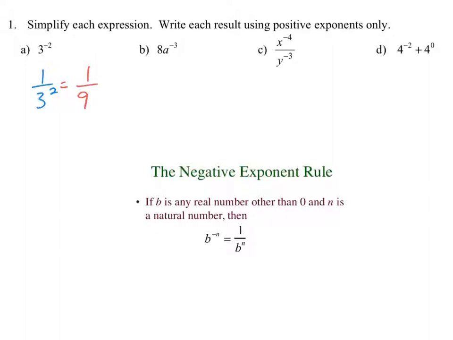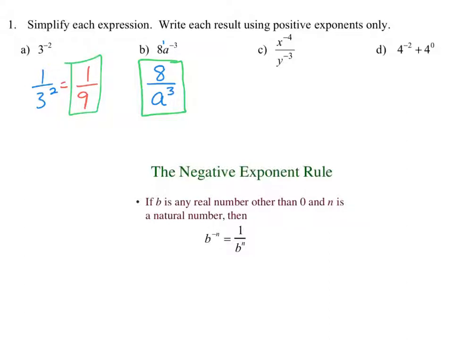Let's look at this second example, 8 times a to the negative third power. Now the 8 has its own exponent, which you don't typically write, but we understand that 8 is 8 to the first power, which is a positive exponent. So we're going to leave 8 just where it is, but that a to the negative 3, we're going to move so that we can write it as a positive exponent. So we can leave the 8 in the numerator, and a to the negative 3, when moved to the denominator, becomes a to the positive 3. So that is how we would write our final answer, 8 divided by a to the third.